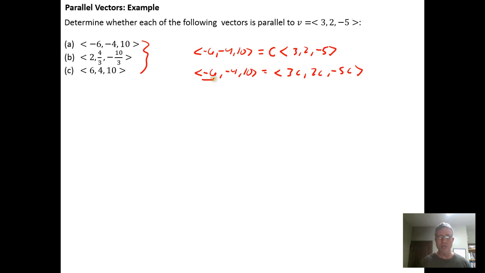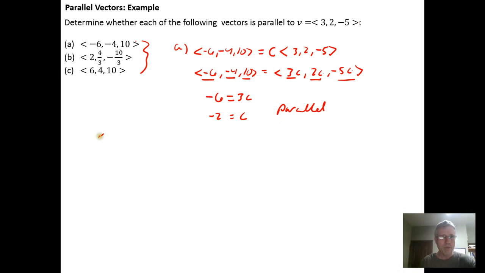And so you can see if we just grab the x components and do this mechanically, -6 should equal 3 times c, which means -2 should be equal to c. And then you need to check and make sure that -2 works with the other components. So we plug -2 in everywhere. -2 times 2 is -4, that matches here. And -2 times -5 is 10, which matches here. So we can conclude that this vector is parallel to our vector v. So for A, they're parallel.